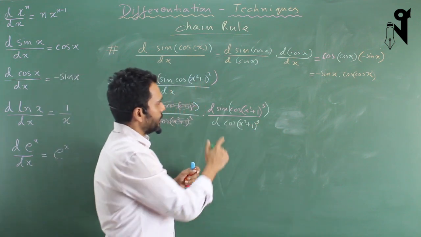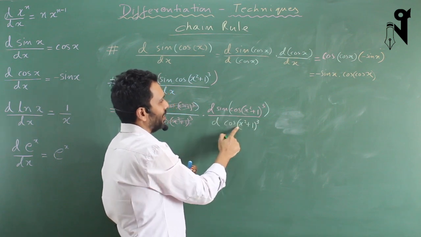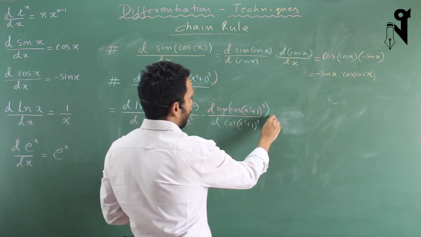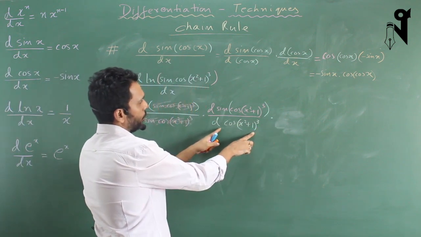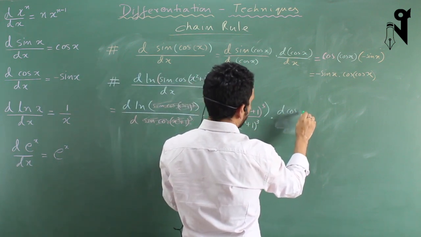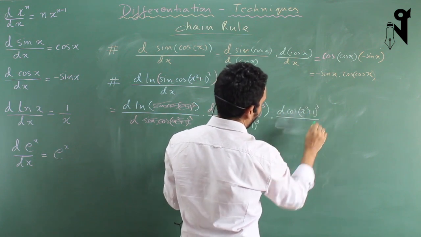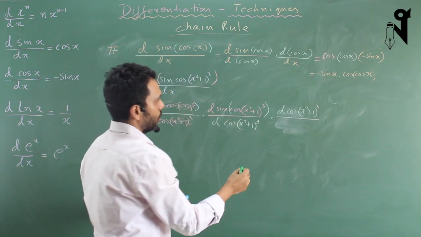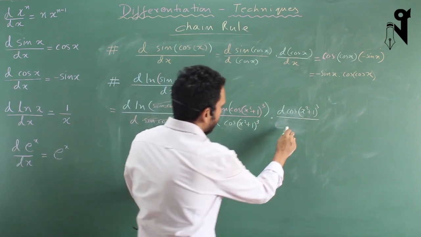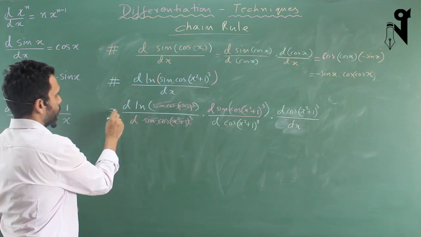So how do I read it? Sine of a green thing with respect to that green thing. The answer is cos of that green thing times, now this is again an introduction from your side, so you have to do away with this, d of (cos x square plus 1) whole cube with respect to, say, dx.